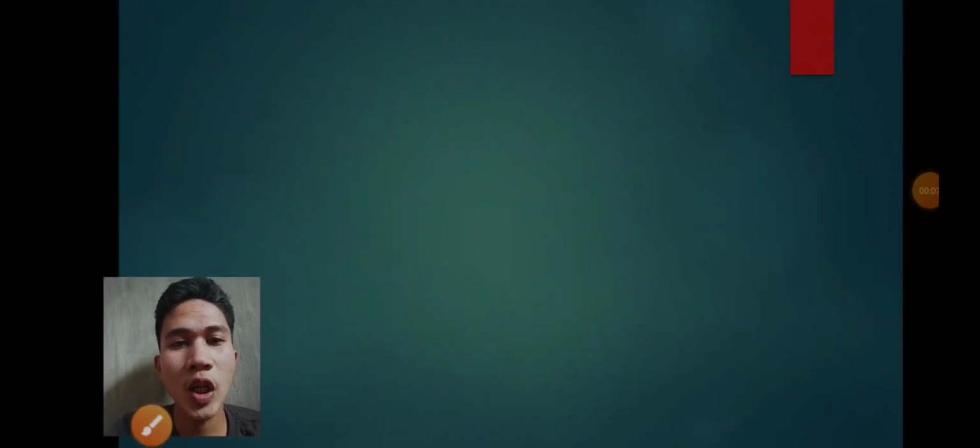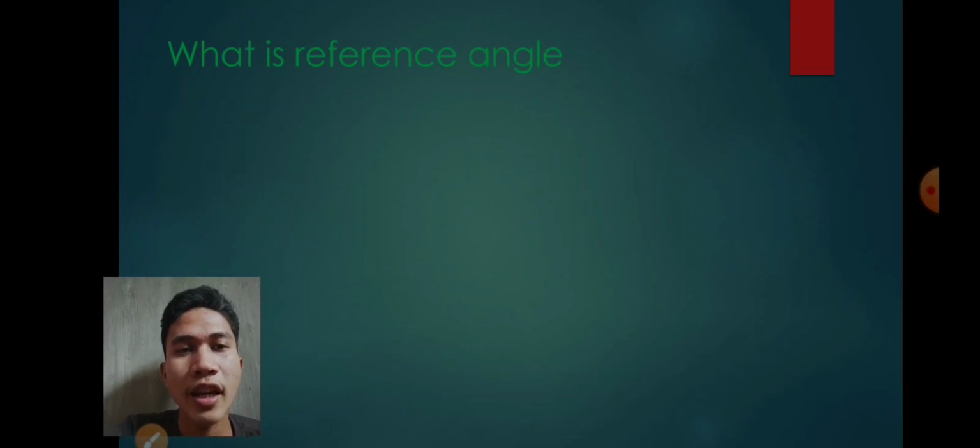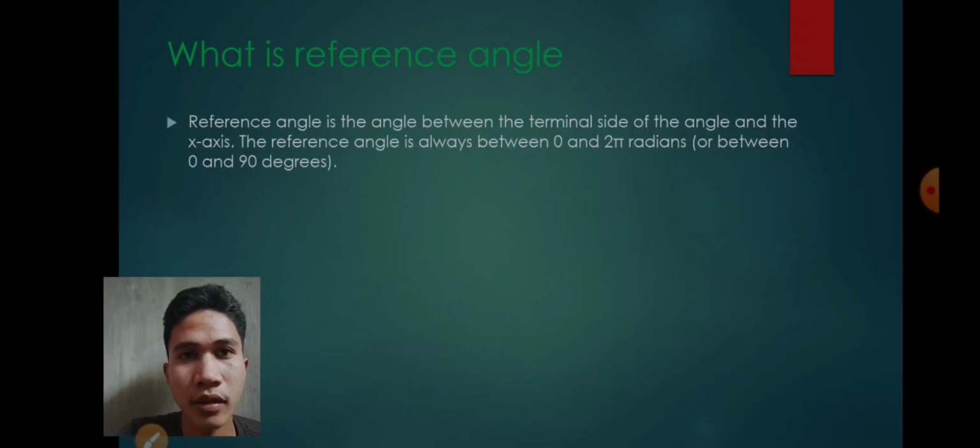So in this video we will talk about the reference angle and how to find the reference angle. So let's go. So what is a reference angle? Reference angle is the angle between the terminal side of the angle and the x-axis. The reference angle is always between 0 to 2 pi regions, or between 0 to 90 degrees.